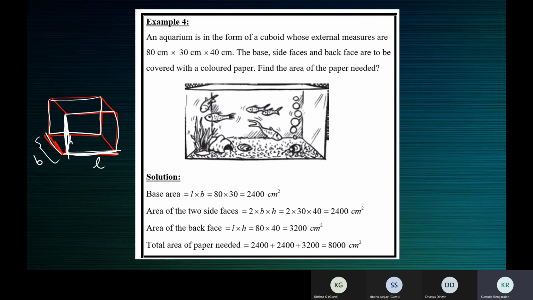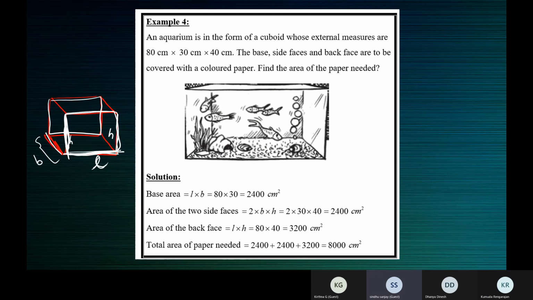Now, the front face is a rectangle, correct? Yes, ma'am. And the area of the rectangle will be L into H, because this is L and this is H. L into H will be the area of the front face. Am I right?